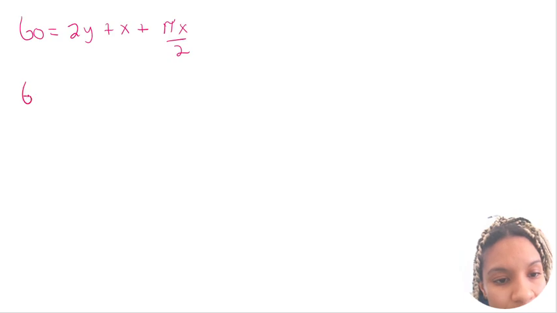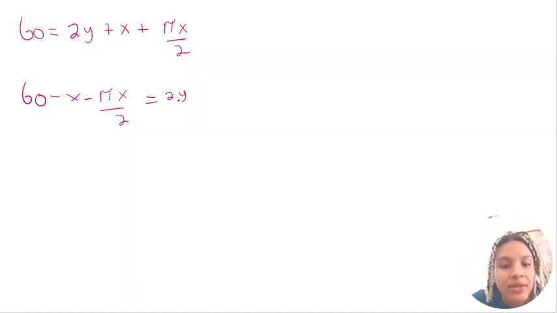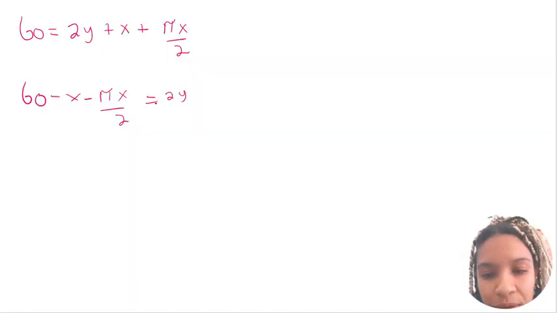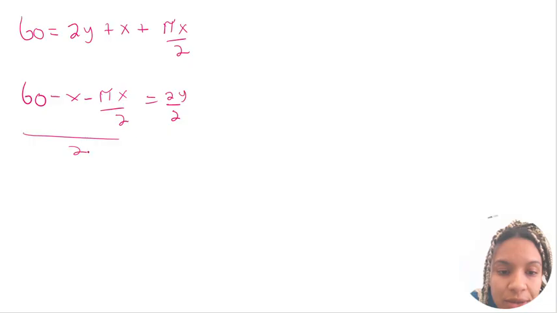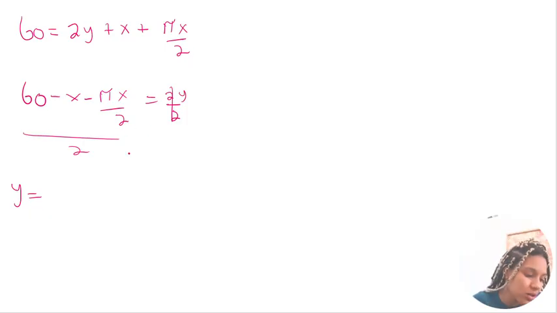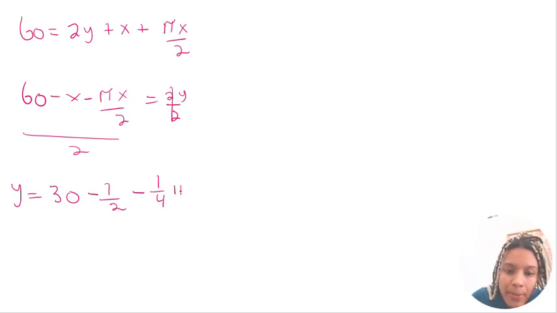when I move everything to the left, I'm left with 2y. And then I divide everything by 2. I can multiply by 1/2 or divide everything by 2. But when I do all of that, divide everything by 2, I'm going to write the y on the left, but again, it's the same. You are going to simplify that, and that's going to give you 30 minus 1/2 x minus 1/4 pi x. I have forgotten an x right here.